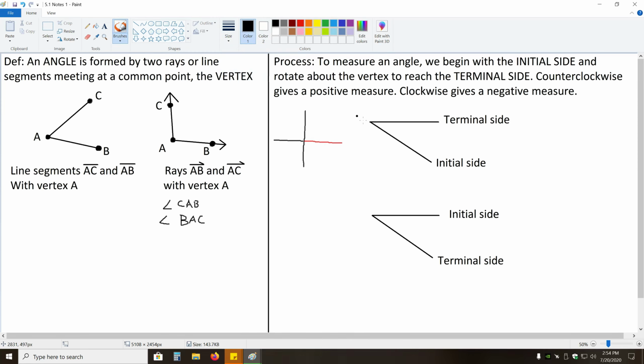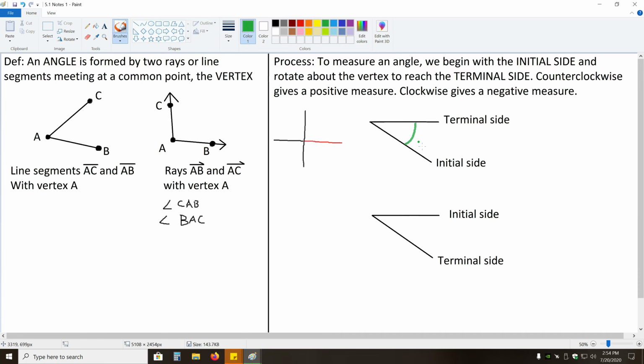Okay, but in these examples, sometimes the initial side will be noted. It won't be this value here, it'll be stated where the initial side is. So to measure the angle, you always start with this initial side, and you rotate counterclockwise until you reach the terminal side, which would mean this value in green is the angle.